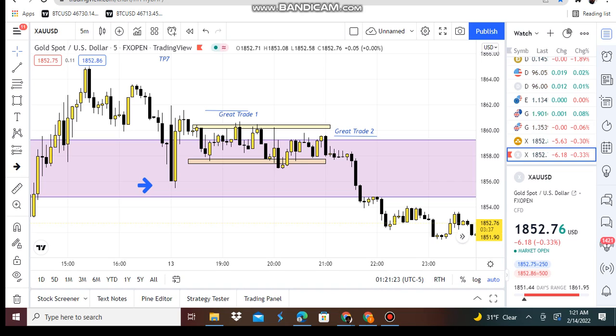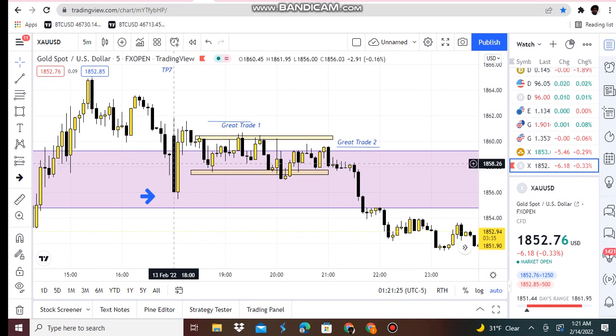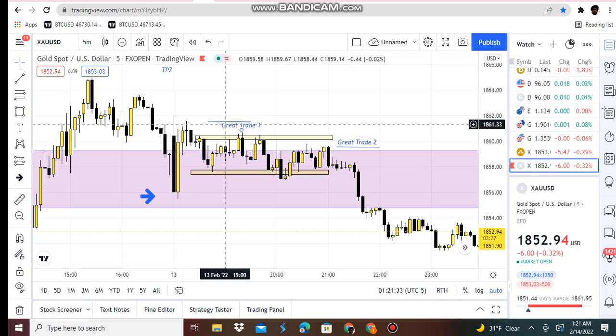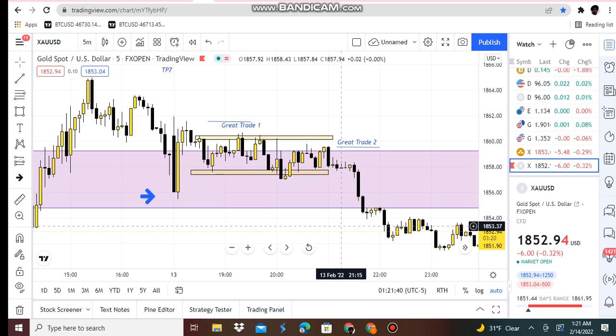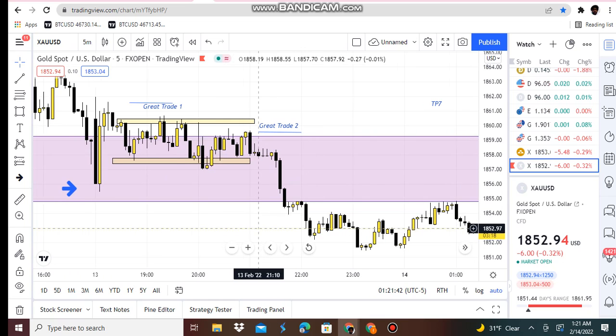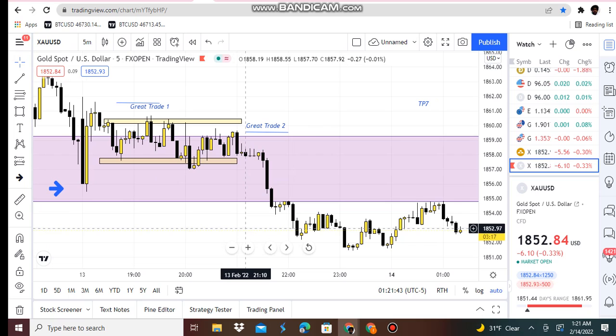Okay, so you could have got in. Once price makes this lower high, you can get in for great trade one. So you have to wait for price to make a lower high. Once price makes a lower high, then you can get in for great trade one. You could have got in, and you're in profit this whole time. Price never got back up above this lower high at great trade one.